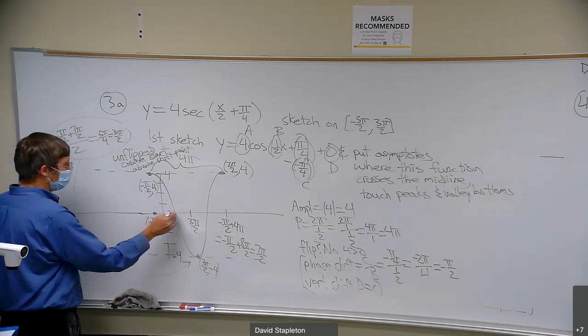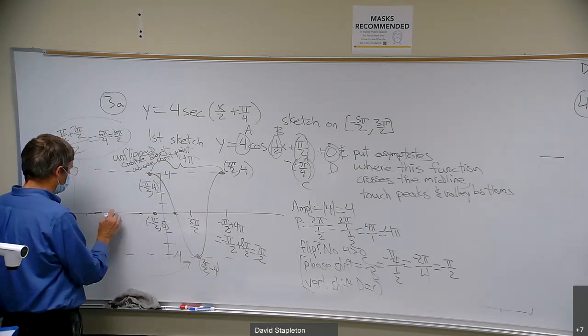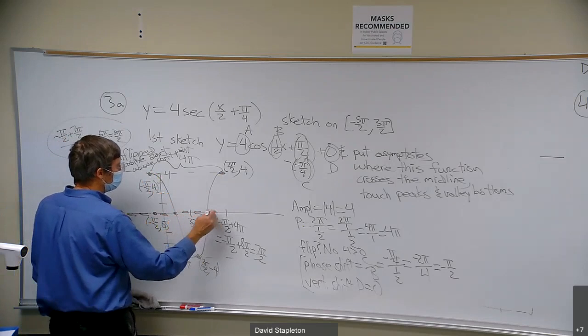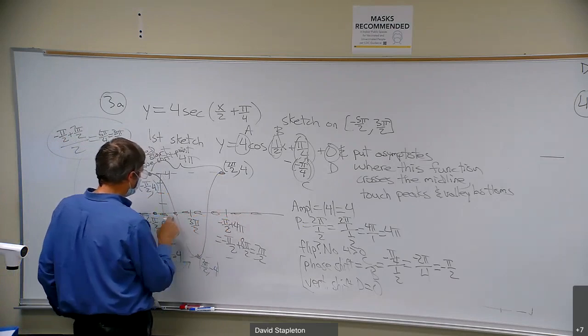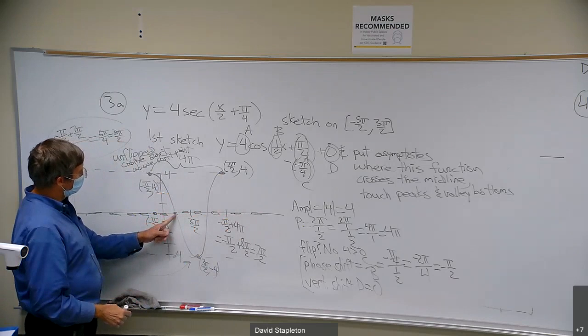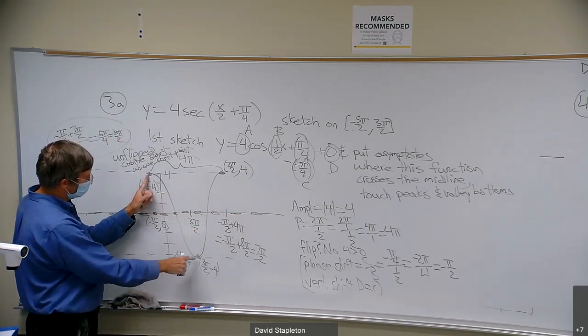And where does it cross? Where does it cross the midline here? This is actually important in this problem. I get our 5 points here. What's this point right here? Where it's halfway between the maximum and the minimum.